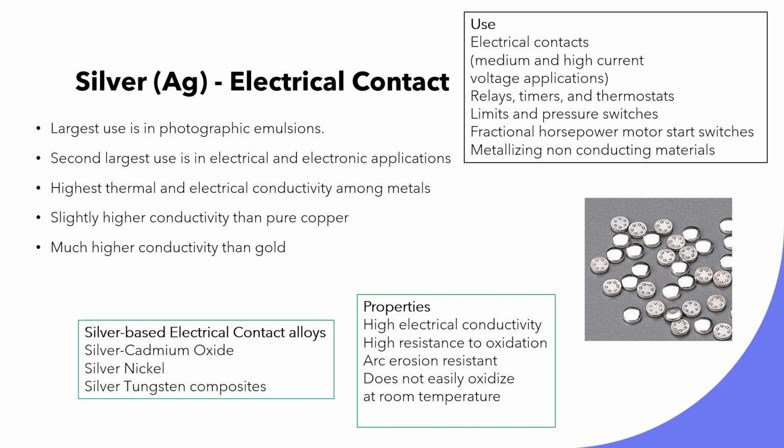I can move it a little bit because okay, highest thermal and electrical conductivity among metals is silver, and they have a slightly higher conductivity than pure copper, but they have much higher conductivity than gold. Okay, so silver is very good for thermal and electrical conductivity. So when you look at the general properties, you see the high electrical conductivity, high resistance to oxidation, arc erosion resistant. It does not easily oxidize, okay, at room temperature.